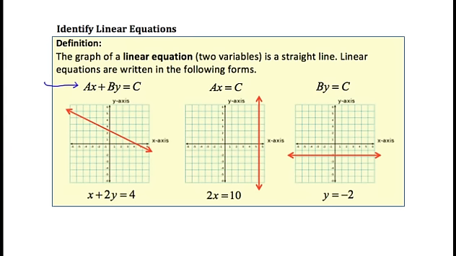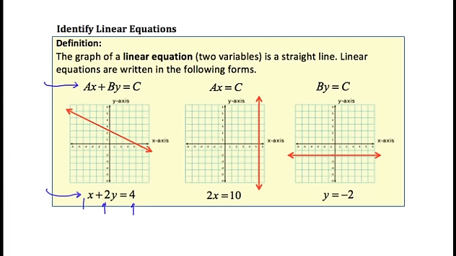And if we take a look down here at an example of that form, I've got the equation x plus 2y equals 4. In that case, the a value is 1, the b value is 2, and the c value in that equation is 4. So anytime we have an equation in this form, ax plus by equals some number c, we are going to get a linear equation, which means we're going to get a straight line.